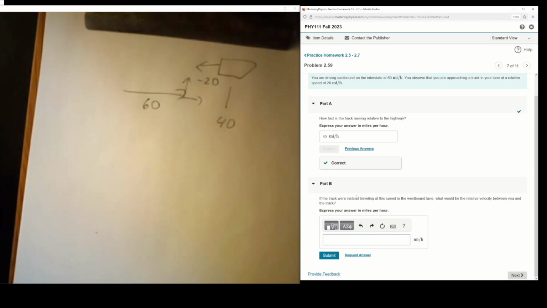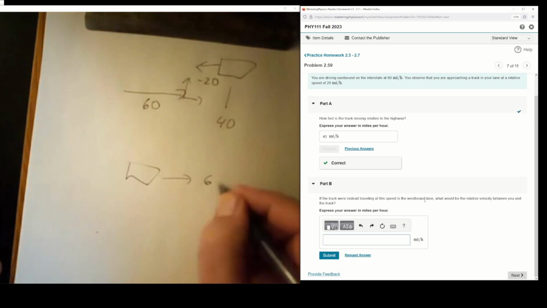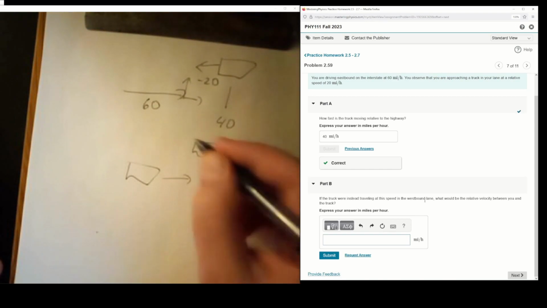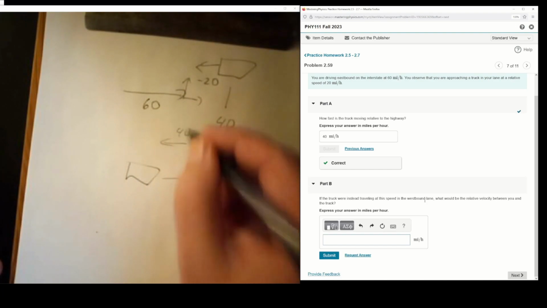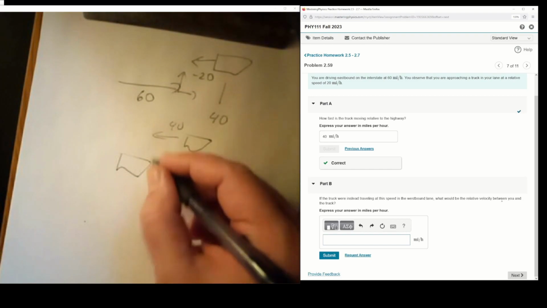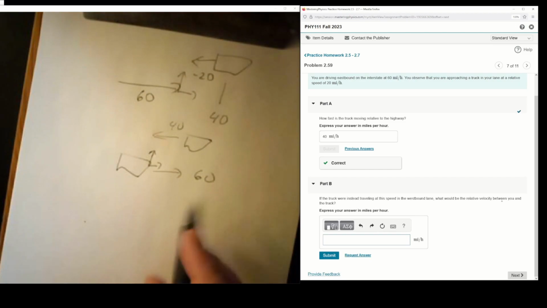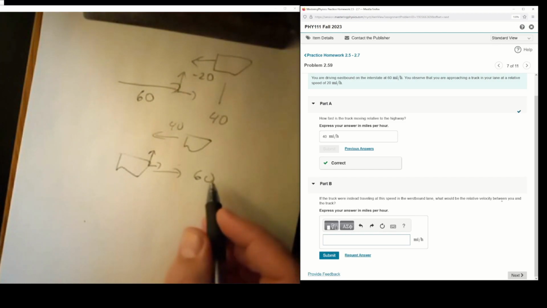So we got the truck, we're instead traveling at the speed in the westbound lane. All right. So now our car going this way at 60, truck going this way at 40. And they want to know the relative velocity between you. So that means we're putting a coordinate system on our car again. Our car, which is traveling 60 this way.